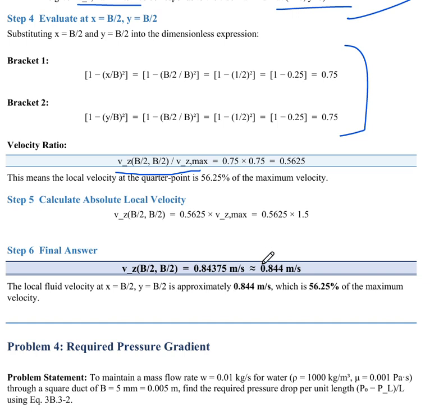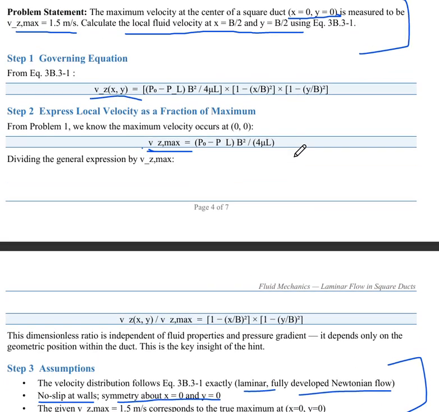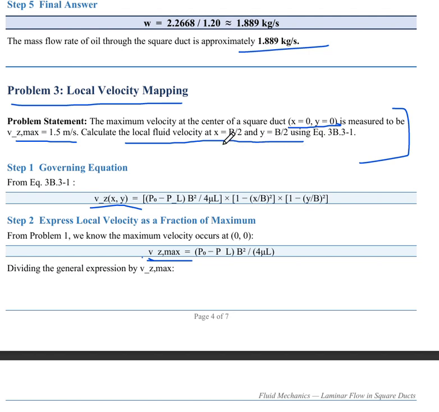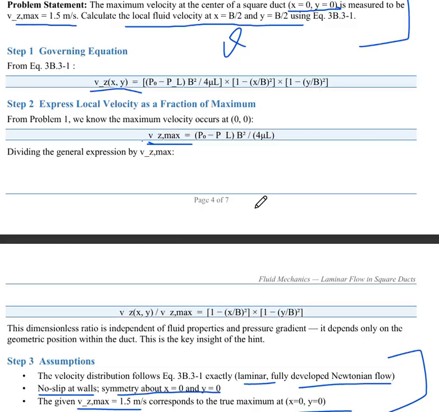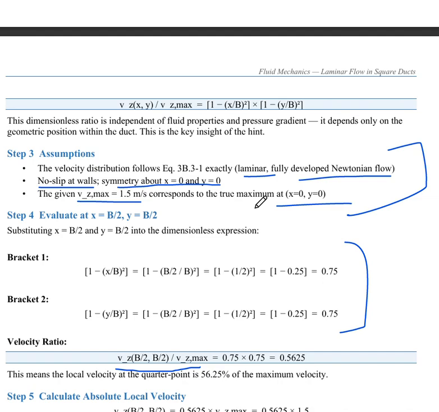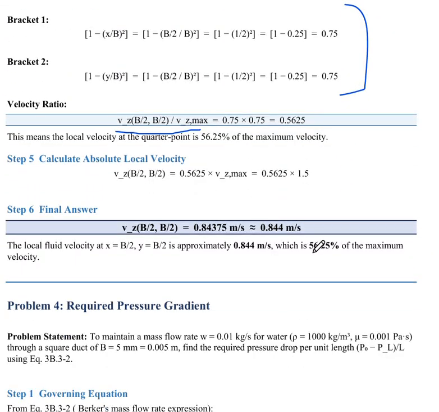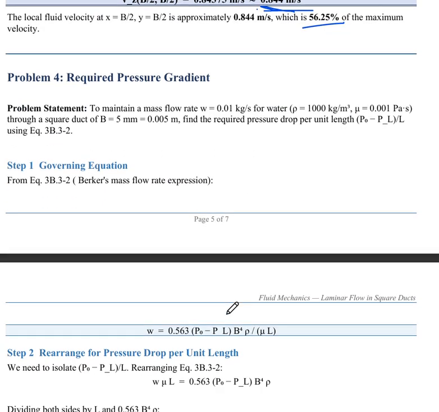The result is at the quarter point, where we've taken x equals B by 2 and y equals B by 2. It is a quarter point. The fluid moves at exactly 56.25% of the maximum speed, or you can say it by calculating 0.845 meter per second.